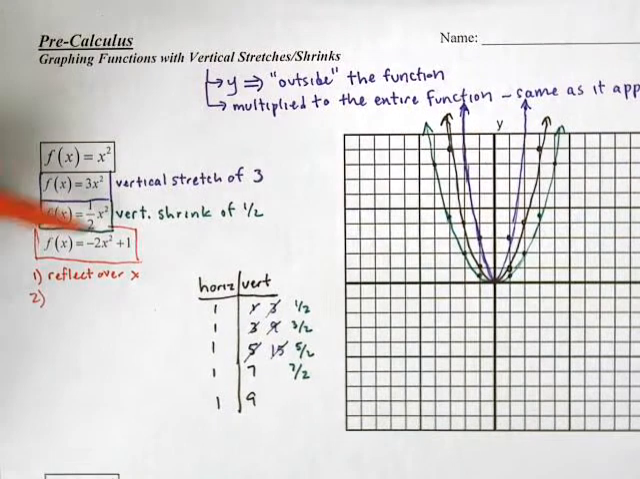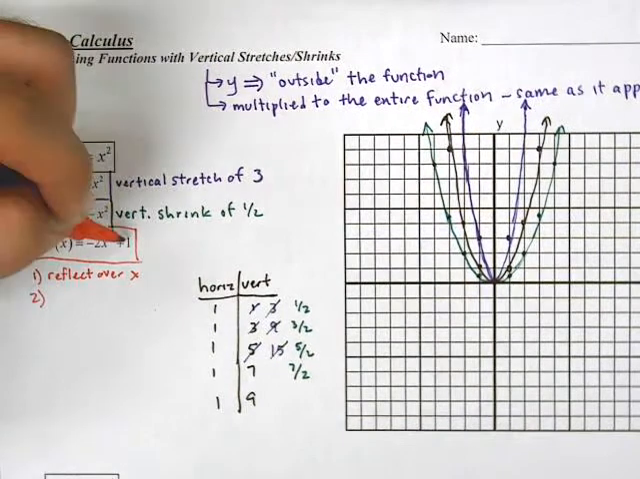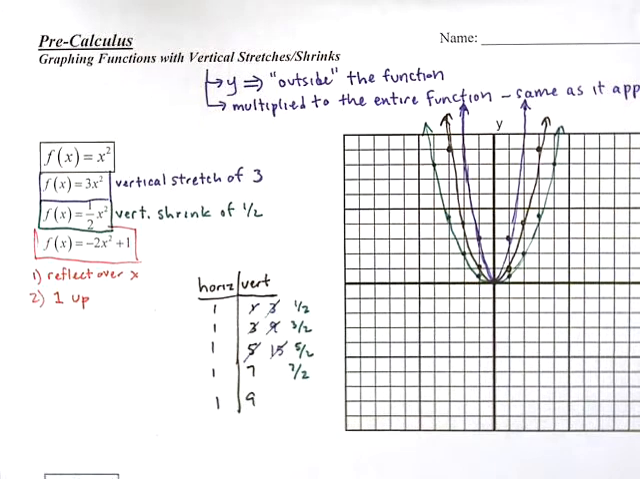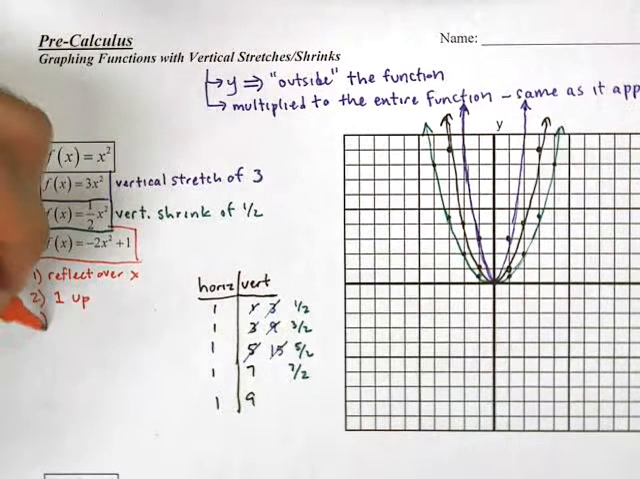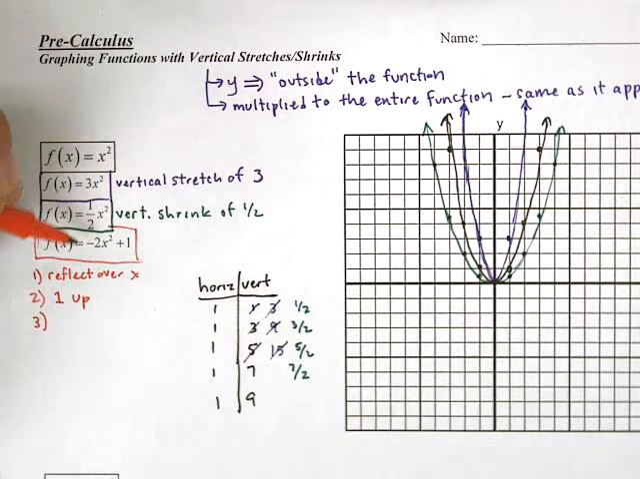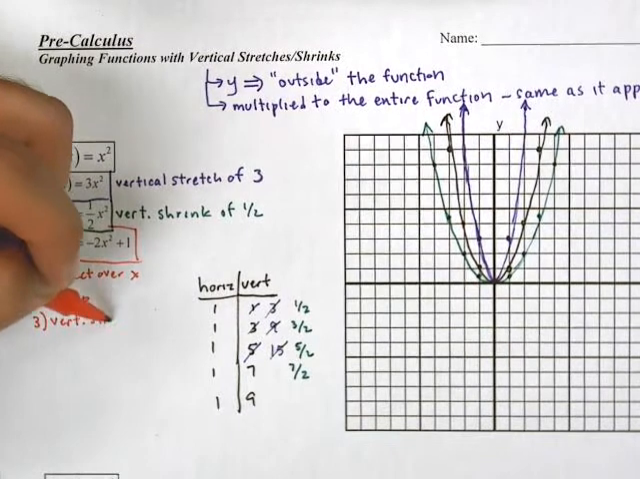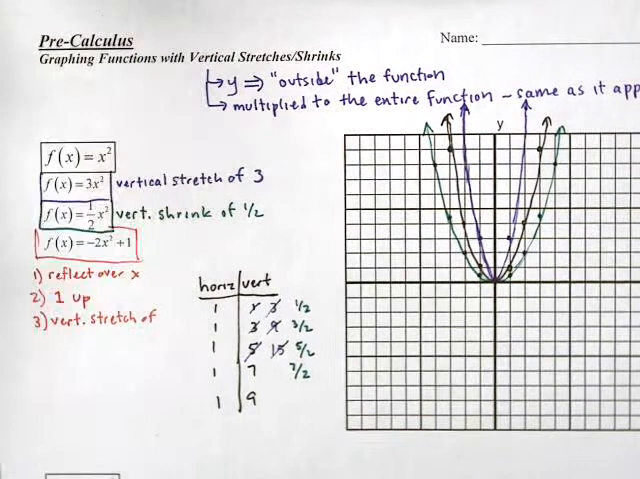Now, next thing, let's kind of figure out if we have to move or shift this at all. It looks like we do. It looks like we're going to go 1 up, right? Because we're adding 1 outside of the function. And lastly now, I consider this 2. This is going to be a vert stretch of 2.